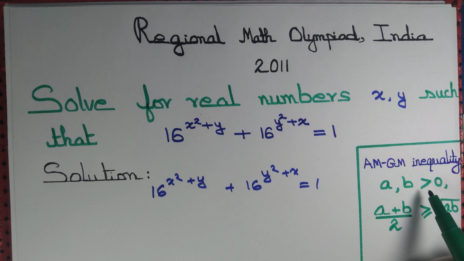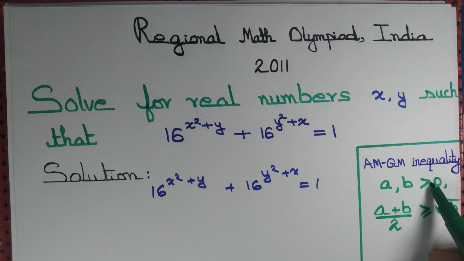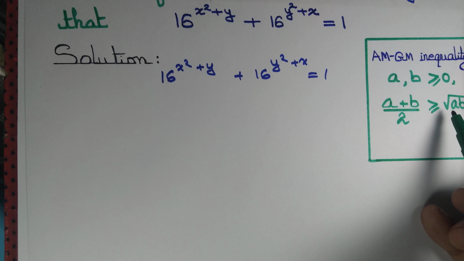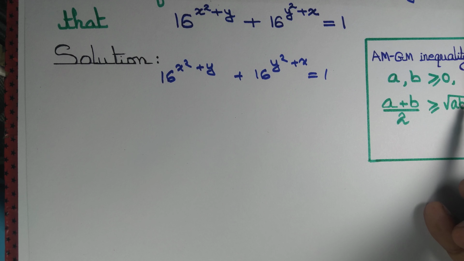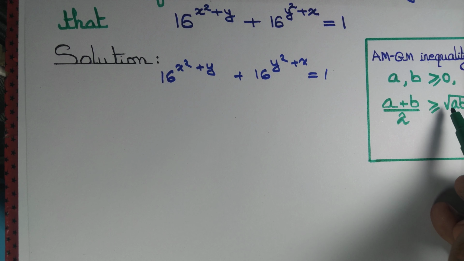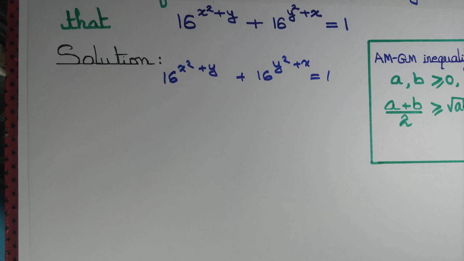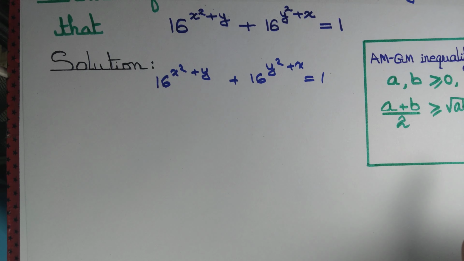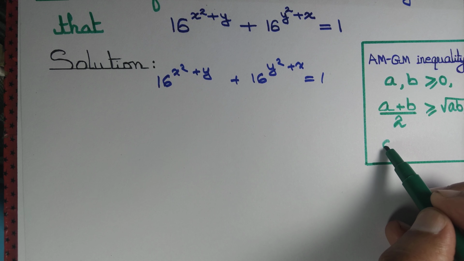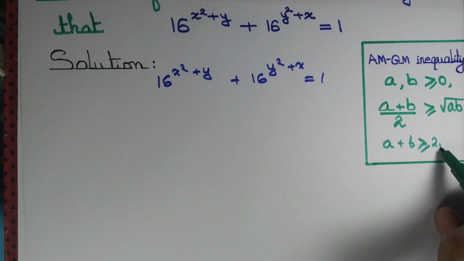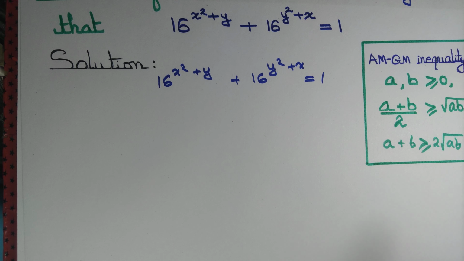If a and b are two real numbers greater than or even equal to 0, then (a + b)/2 is definitely greater than or equal to the square root of ab. (a + b)/2 is the arithmetic mean of a and b, and root ab is the geometric mean of a and b. So arithmetic mean will always be greater than or equal to geometric mean. For positive real numbers a and b, this can simply be written as a + b ≥ 2√(ab).